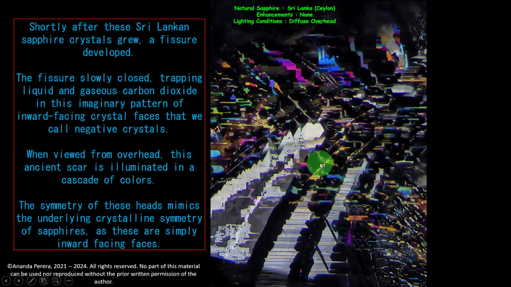When viewed from overhead, this ancient sky is illuminated in a cascade of colors. The symmetry of these negative crystals mimics the underlying crystalline symmetry of the sapphire, as these are simply inward facing faces. This is natural sapphire, untreated natural sapphire. So see the fingerprint here. Very clearly it gives us the evidence it is not treated.